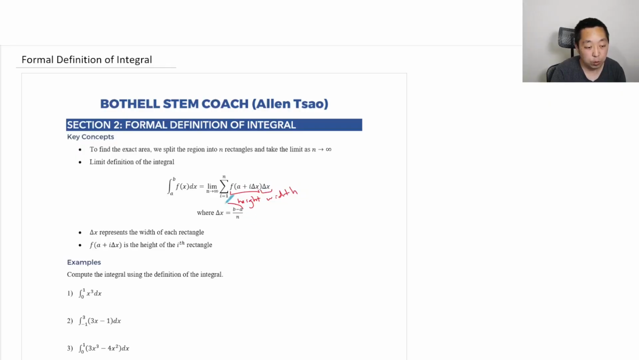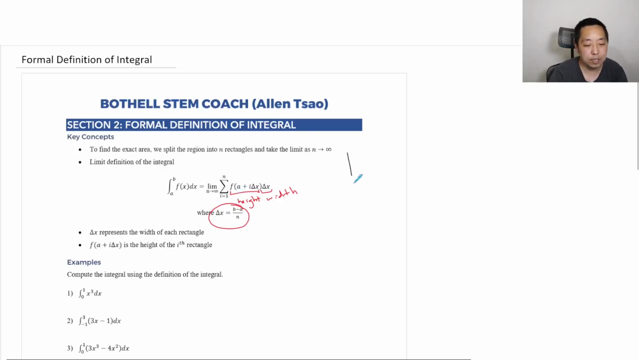And how do you find the width of the rectangles? You take the interval width, b minus a, and divide it into n intervals. So delta x is b minus a, that's the width, divided by n rectangles. So that's each rectangle's width. And for the height, you just remember you're doing f of a plus i delta x.